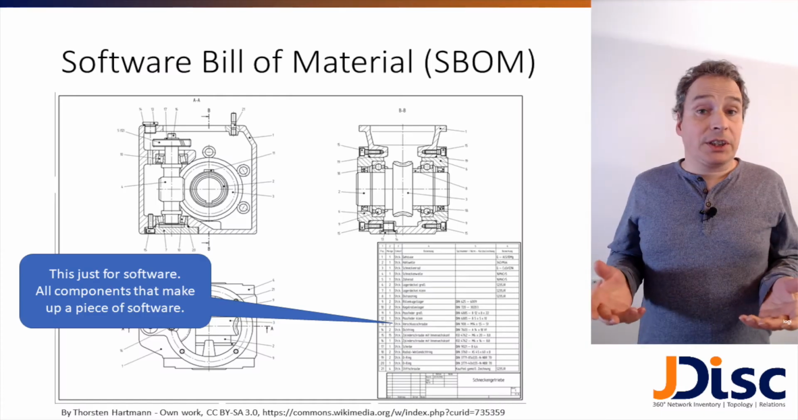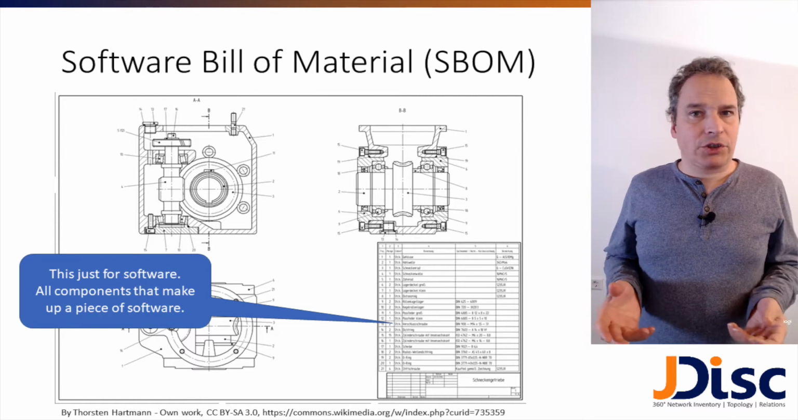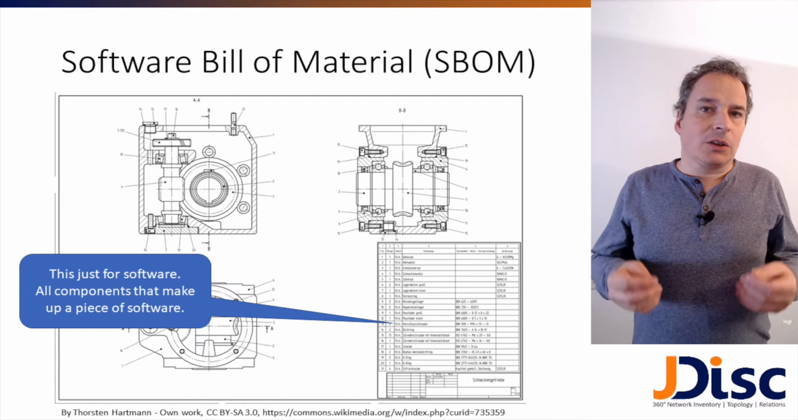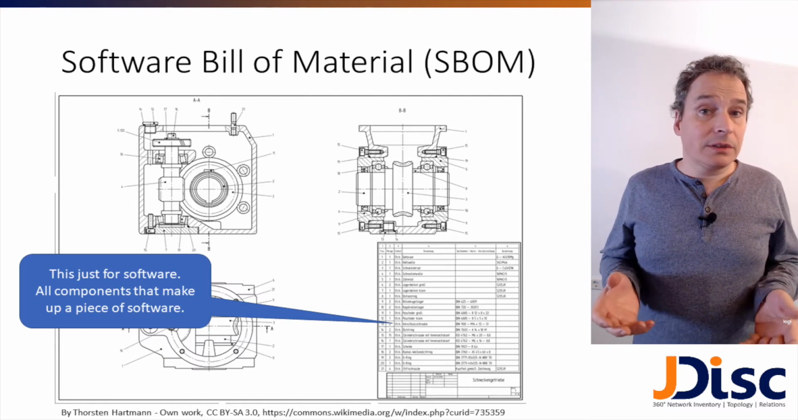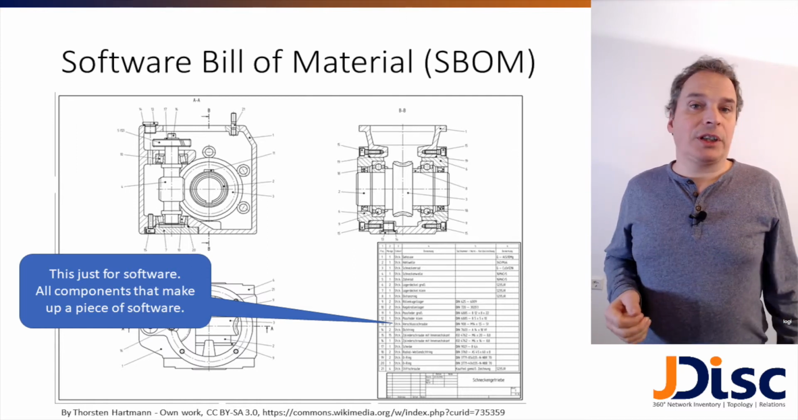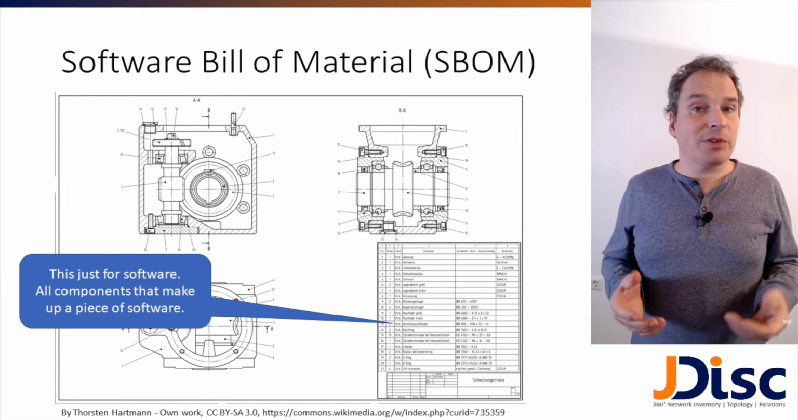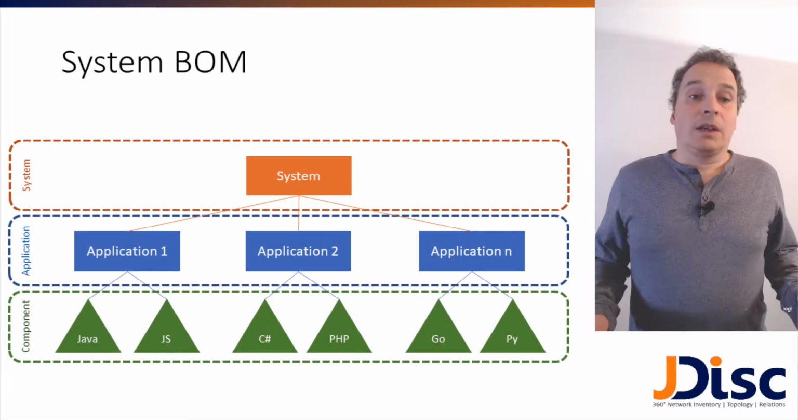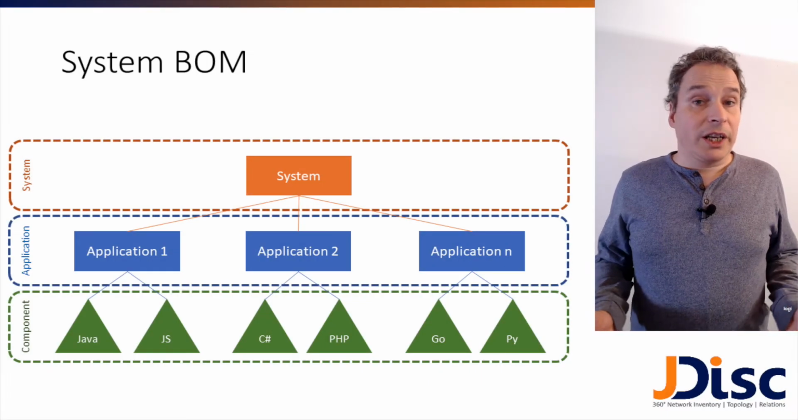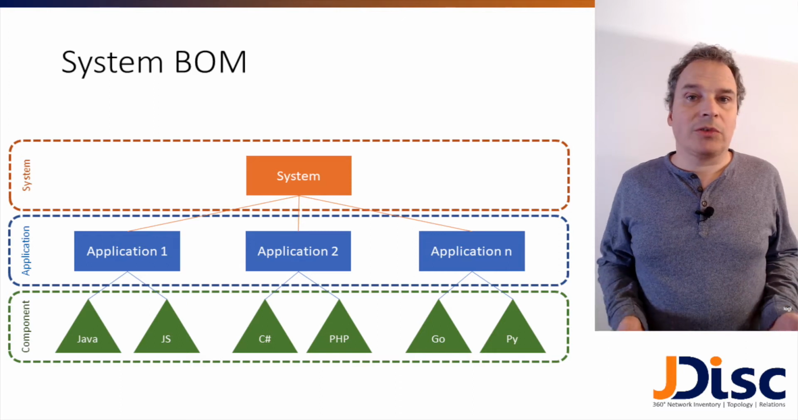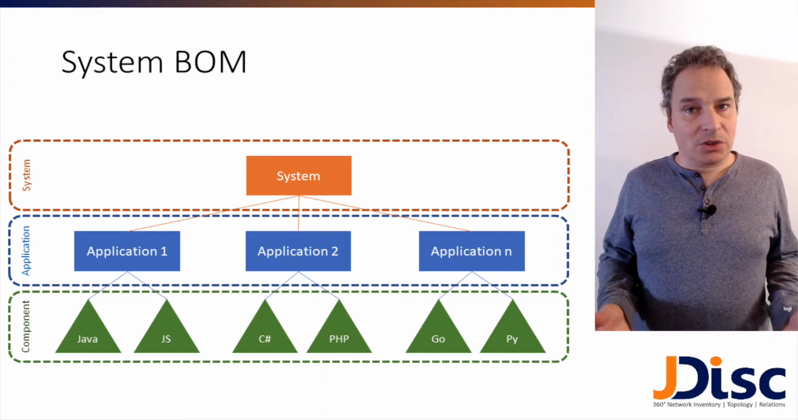A bill of material is well known from manufacturing and engineering. It's the list of parts that compose a certain piece of hardware. A software bill of material is the same, just for software. It's the pieces that make up a software or system. In today's world of cloud-native systems and microservices, systems are composed of various applications and services.